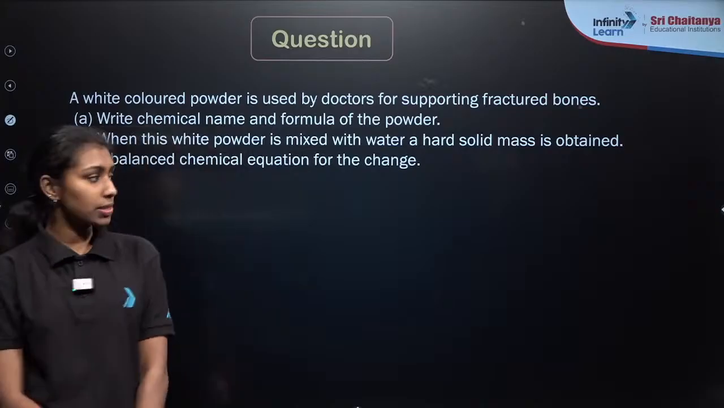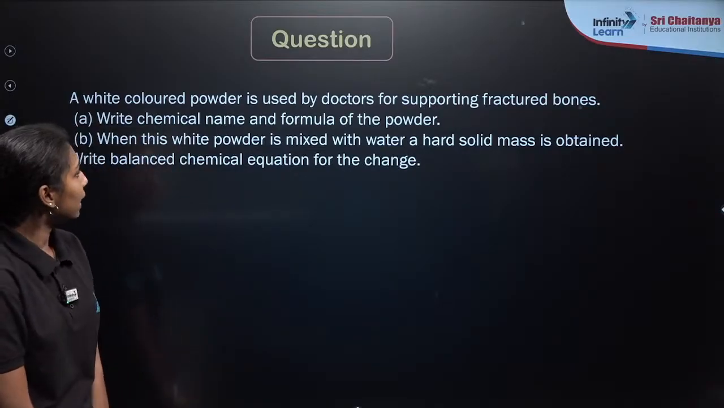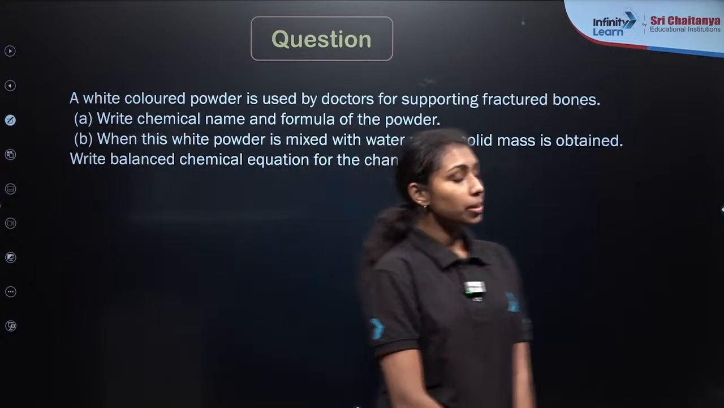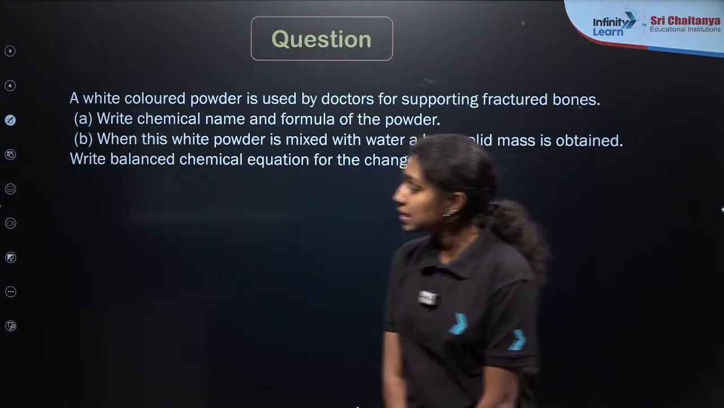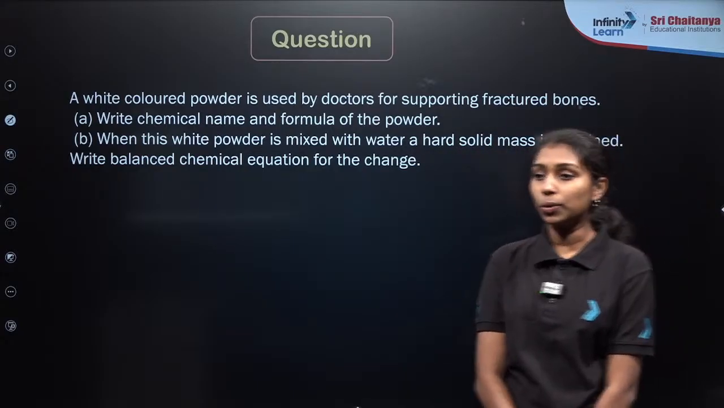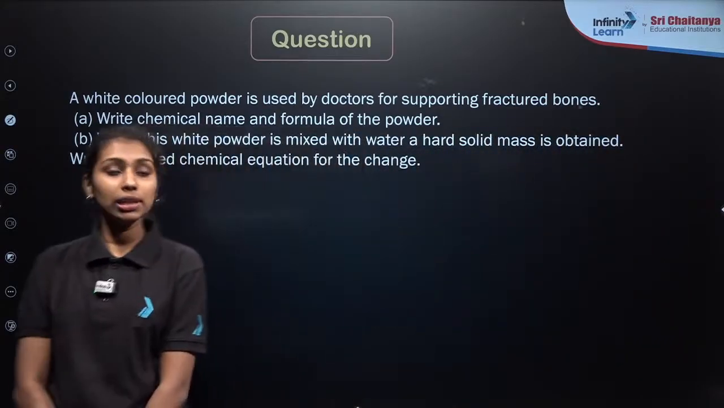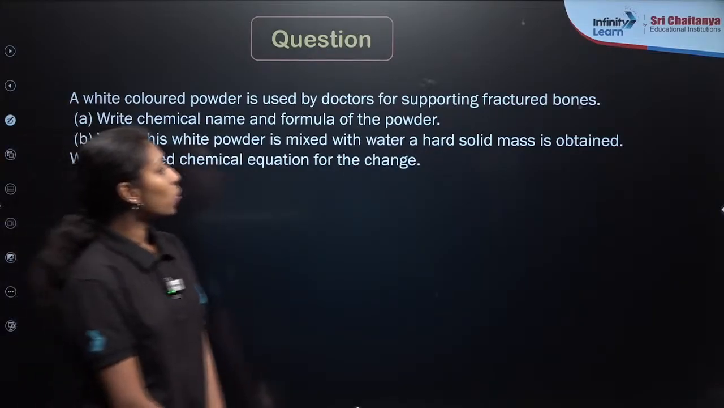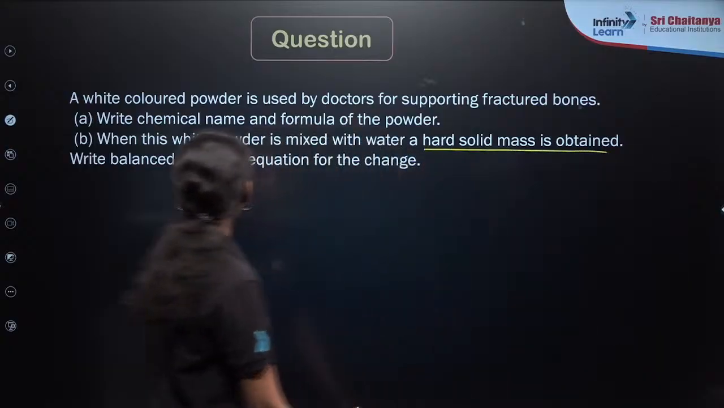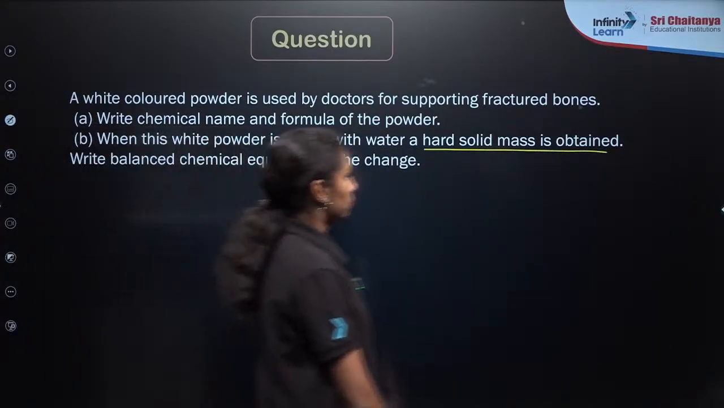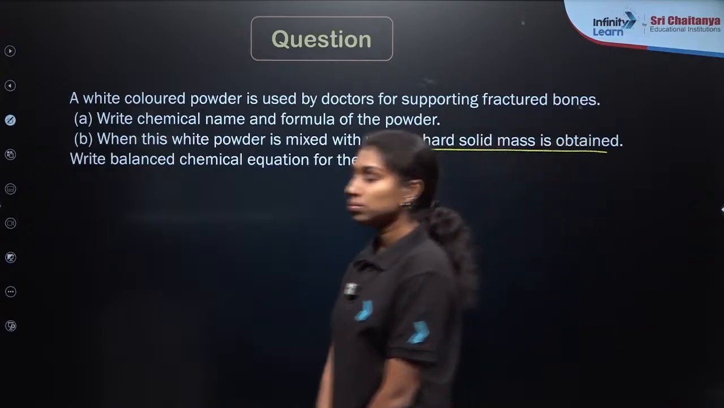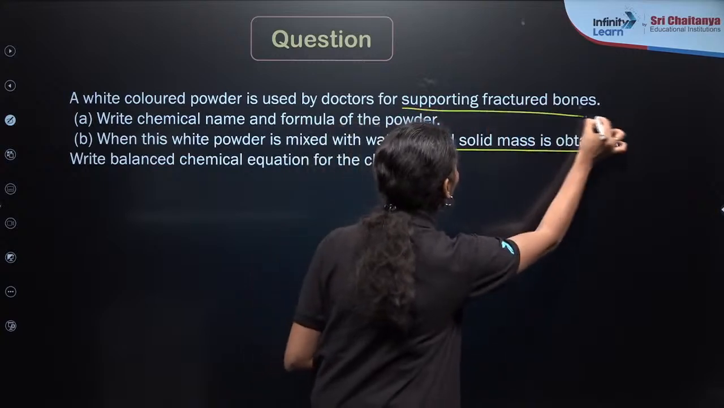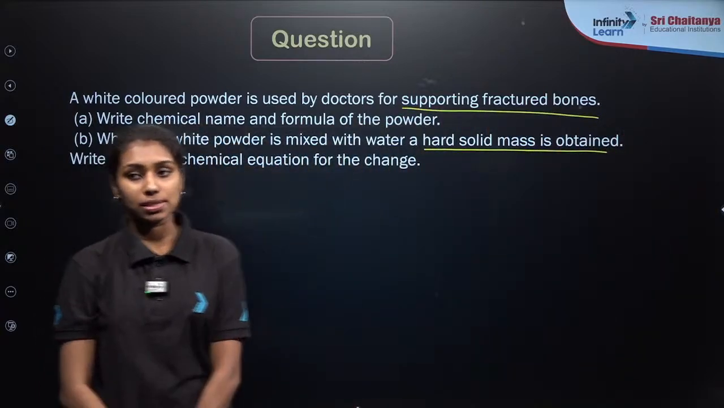So, what will be the answer for this question? There will be two sub-questions given here. A white colored powder is used by doctors for supporting fractured bones. The first sub-question is, write the chemical name and formula of the powder. The second sub-question is, when this white powder is mixed with water, a hard solid mass is obtained. Write the balanced chemical equation for the change. Read the question properly. The use of the powder is also given, supporting fractured bones.